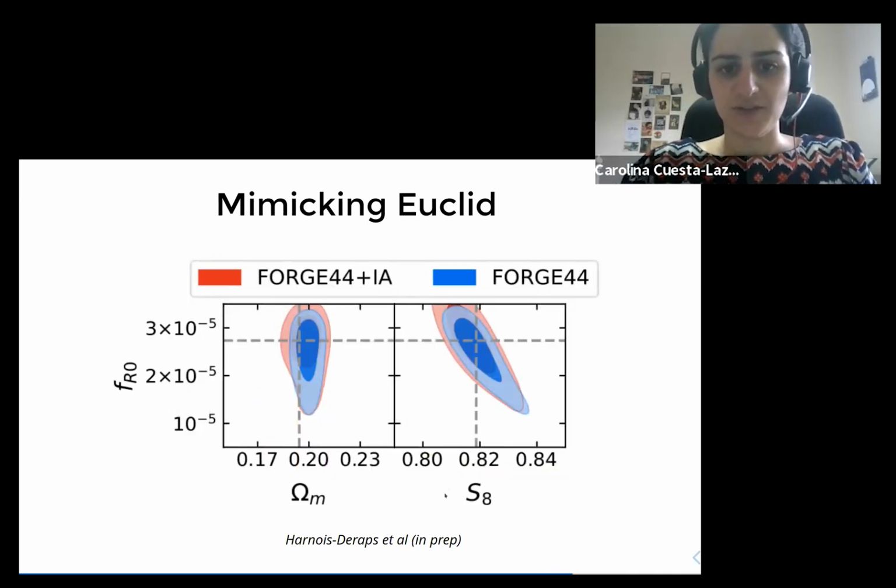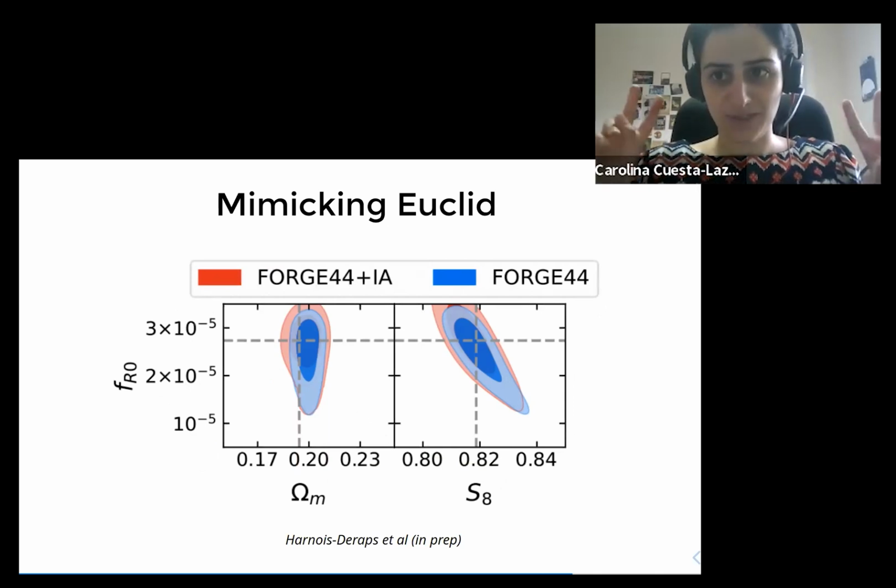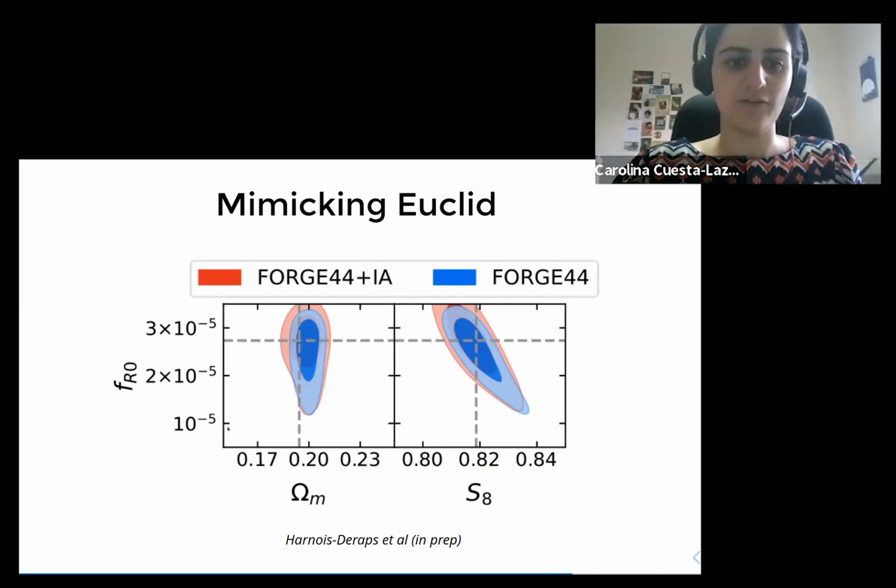You can see here the constraints that you could obtain with such a Euclid-like survey on the f(R) f_R0 parameter and the cosmological parameters. So we've been doing that for a simulation with a fiducial cosmology, which is f_R0 close to 10 to the minus 5. It's shown in the dashed line here. And you can see that we can recover within the blue contours the true parameter of the simulation, and that would, in that particular case, mean general relativity will be ruled out. But remember, these are simulations in which we put in the f_R0 value.